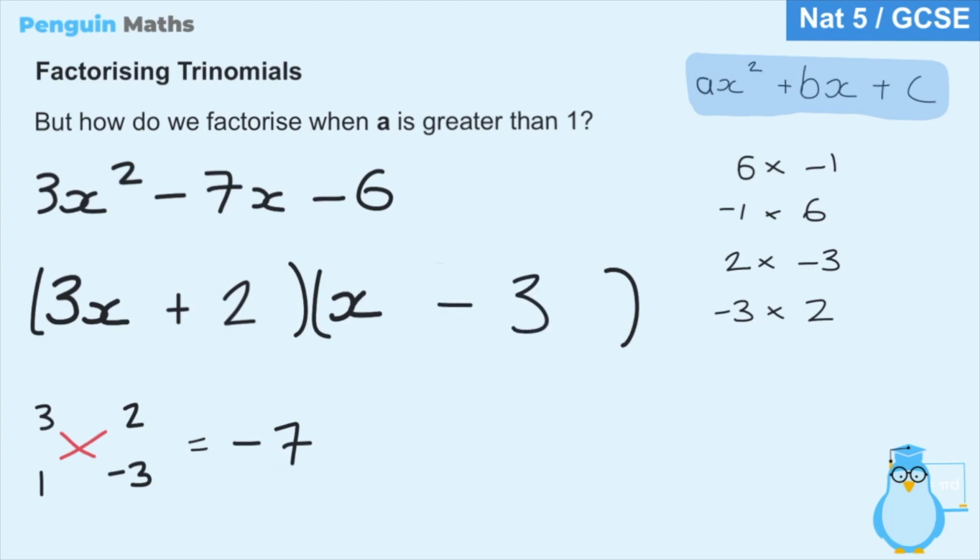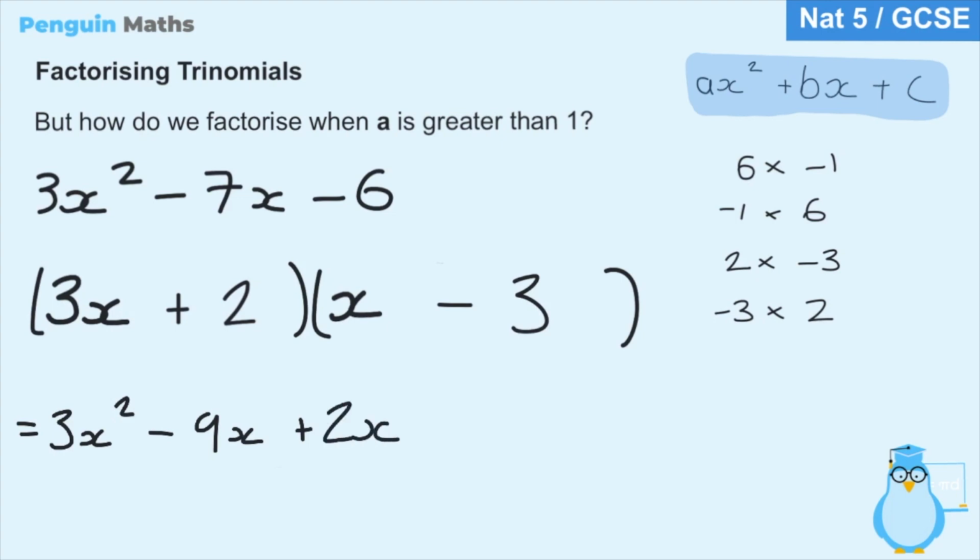Okay, and now what we can do is check this to see if we got the right answer. Multiplying the two first terms together, we have 3x squared, because 3x times x is 3x squared. The two outside terms is minus 3 times 3x, which gives us the minus 9x. The inside terms is plus 2x, and multiplying the two last terms together, 2 times minus 3 is minus 6, and then when we add both of these together, minus 9x plus 2x is indeed going to give us the minus 7x. So that means this has been factorised correctly.